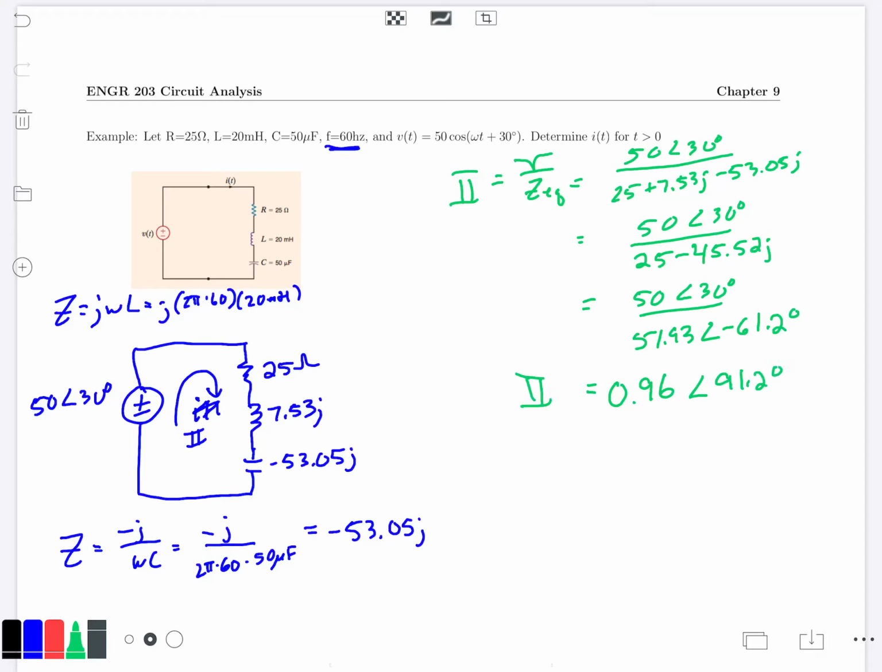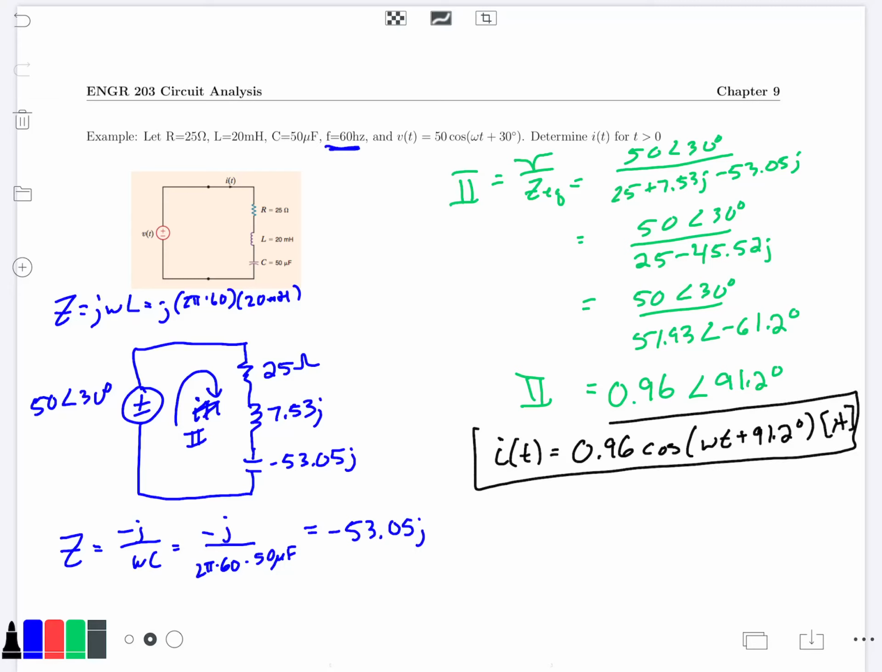If this is your phasor I, you can convert it back to your regular i by having this as the amplitude, and it always goes back to cosine(omega t plus the angle), so cosine(omega t plus 91.2), and this is in amps. If you want to be even more accurate, we can put in what omega is. The f was 60, so 2 pi times that is 120 pi.